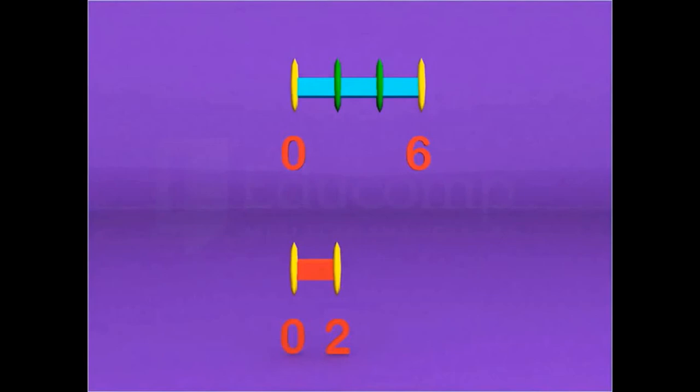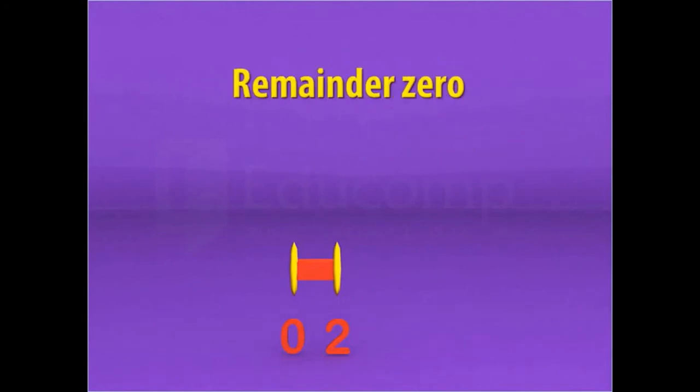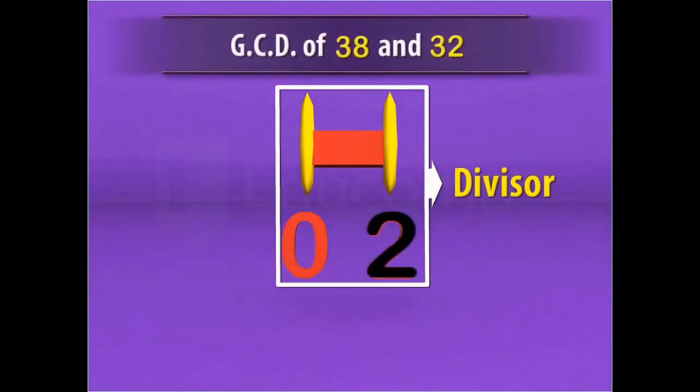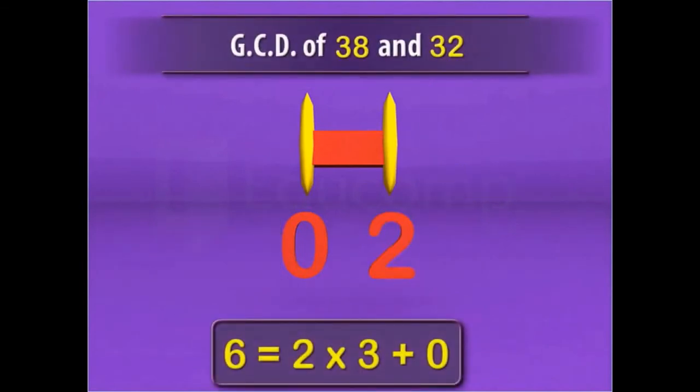Next, consider the numbers 6 and 2. 2 subtracted 3 times from 6 leaves the remainder 0. Thus, divisor 2 is the greatest common divisor. Note that this step shows an application of Euclid's division lemma to 6 and 2.